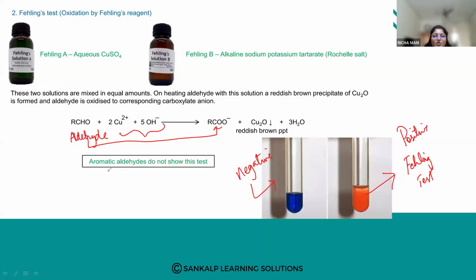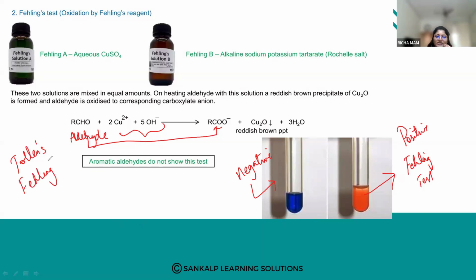So when we are talking about the aldehydes, only aliphatic aldehydes will show the Fehling's test, not the aromatic ones. Only aliphatic aldehydes will show this Fehling's test. And the Tollens test, the silver mirror test, and your Fehling's test.